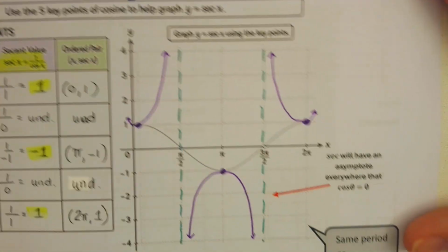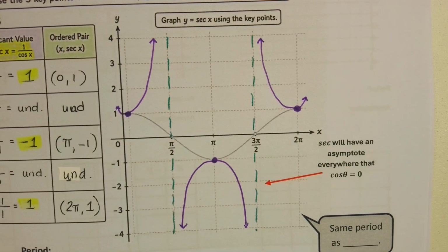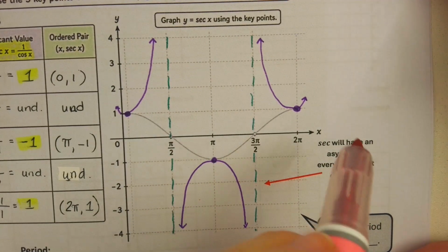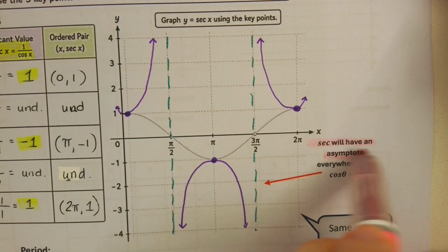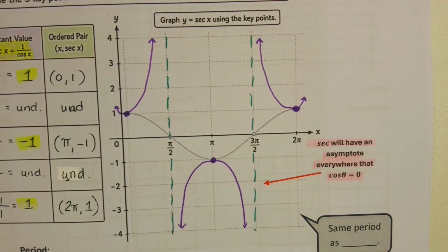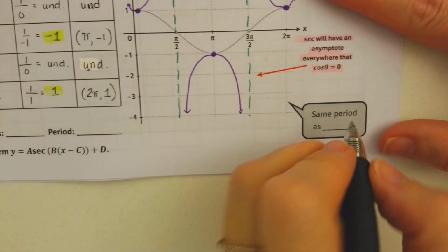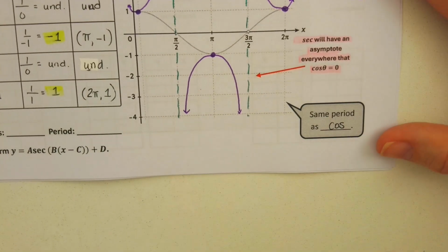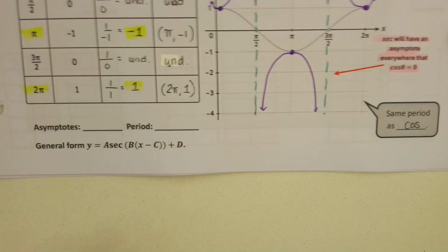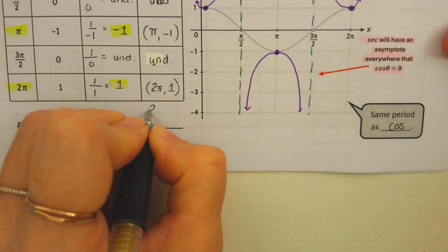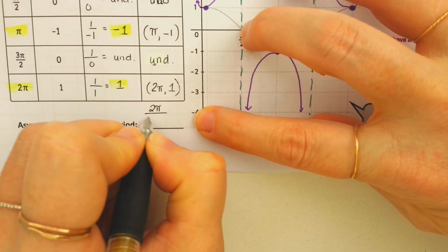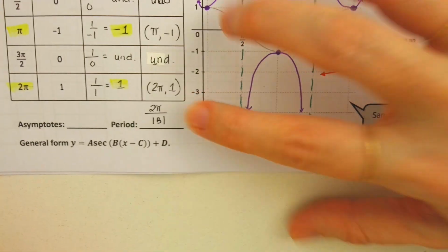Secant has asymptotes everywhere where cosine was equal to 0. Same thing like cosecant had asymptotes everywhere where sine was equal to 0. It also has the same period as cosine, and you calculate the period the same. Okay, so the period would be calculated by doing 2 pi over absolute value of b.